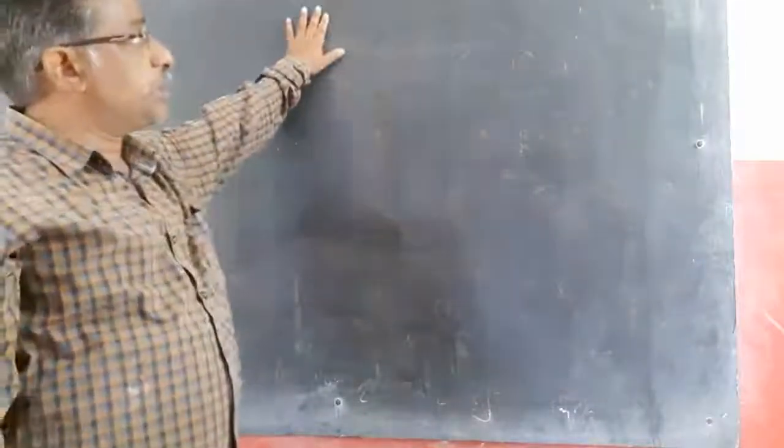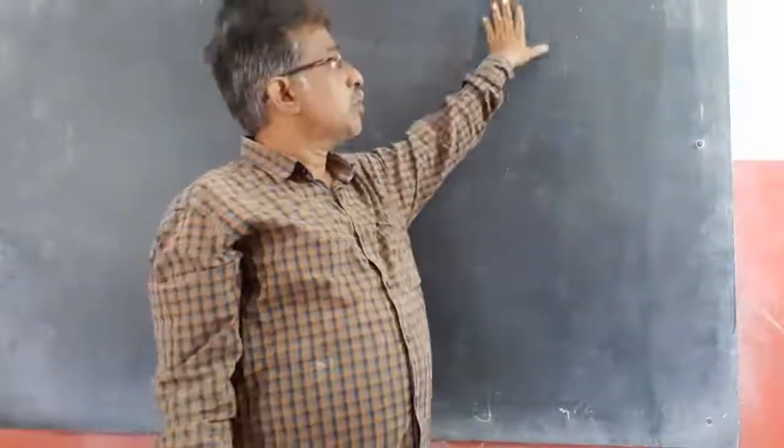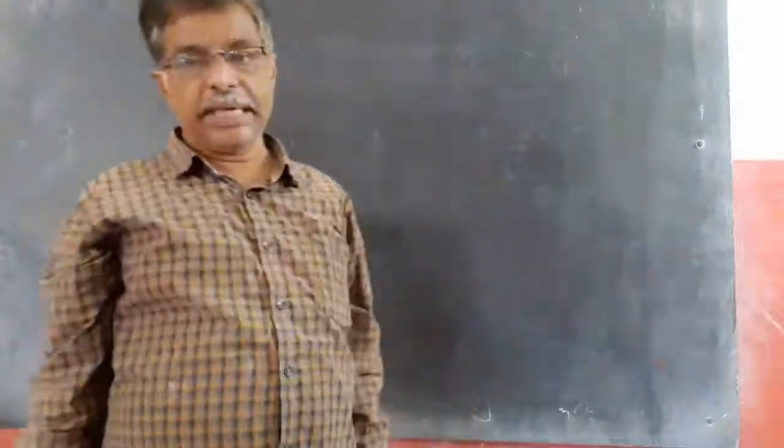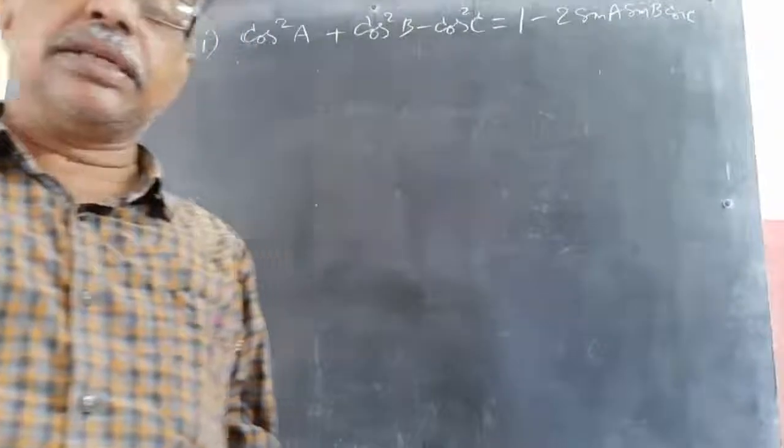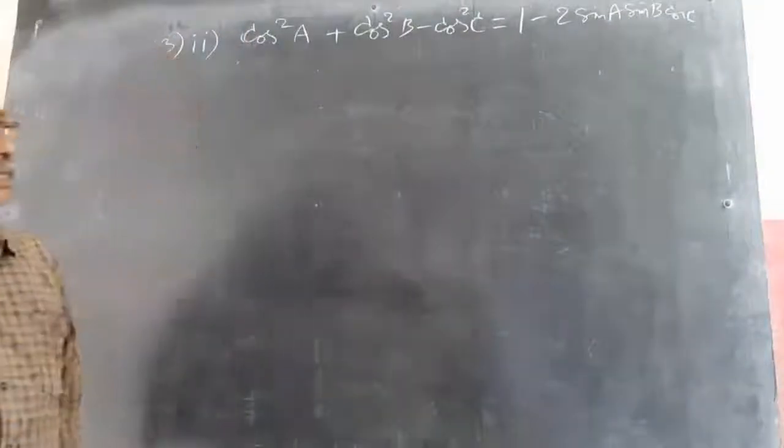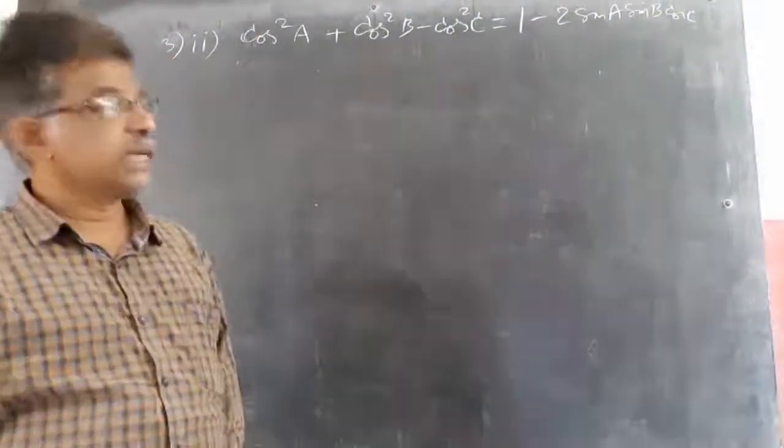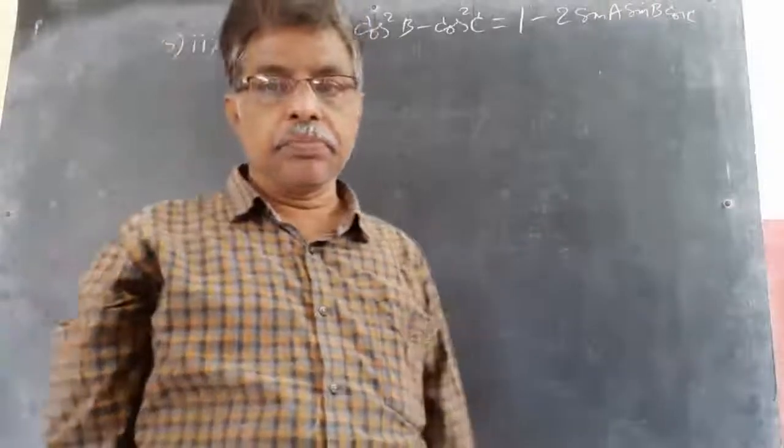Next one. Cos square a plus cos square b minus cos square c equal to 1 minus 2 sin a sin b cos c. Cos square a plus cos square b plus cos square c equal to 1 minus 2 sin a sin b cos c. How to prove? Simple method.